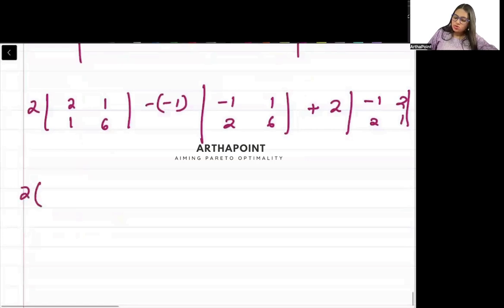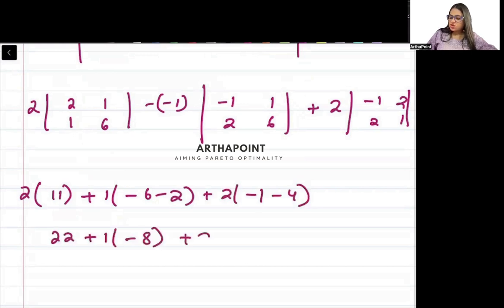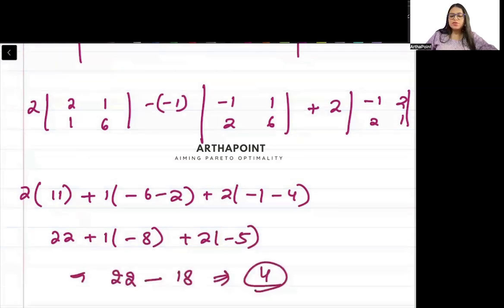So this will give you 2 times 6 2s are 12, minus 1, 11, plus 1 times minus 6, minus 2, plus 2 times minus 1, minus 4, 22, plus 1, minus 8, plus 2, minus 5, 22 minus 18, which will give you the answer as 4, which is greater than 0. So all leading principal minors are positive.